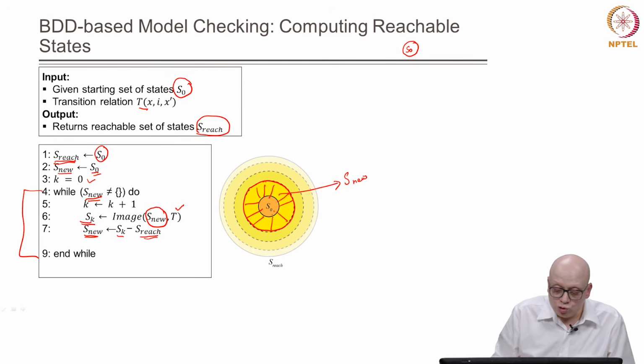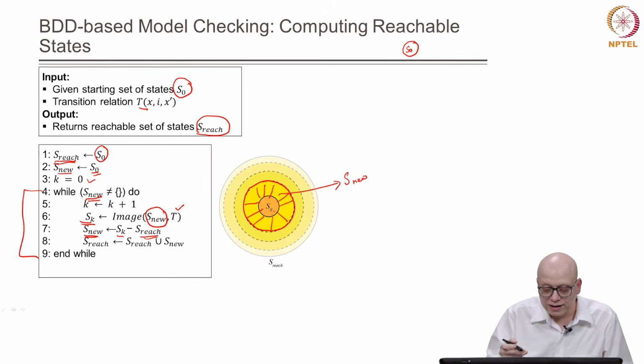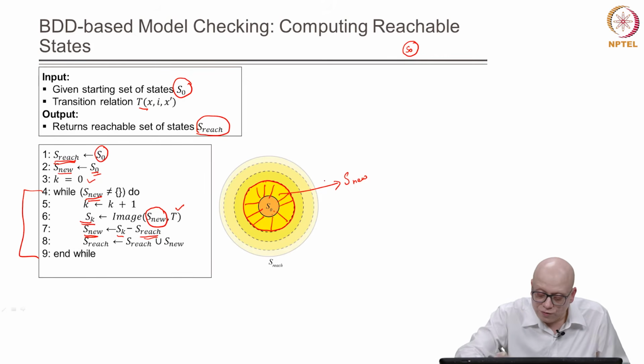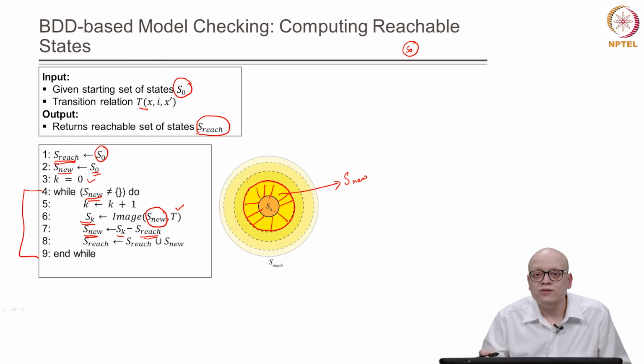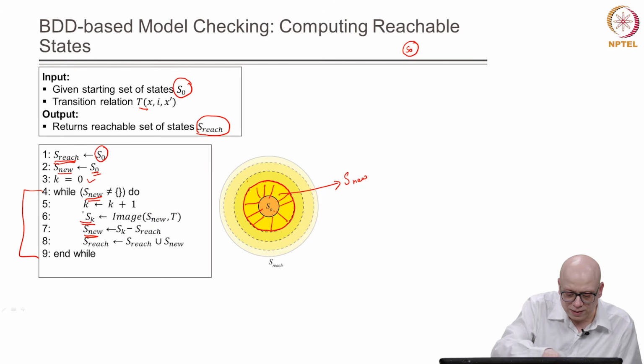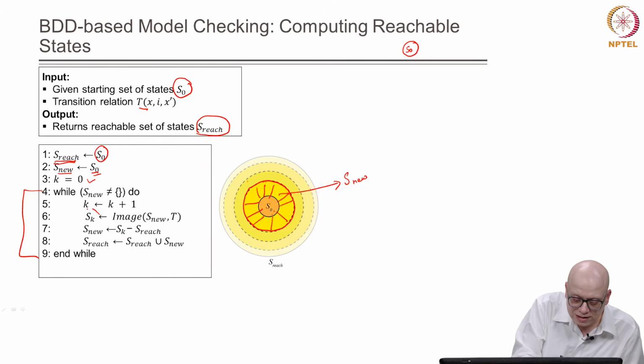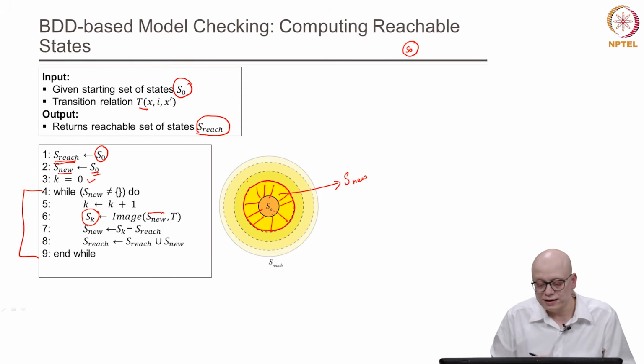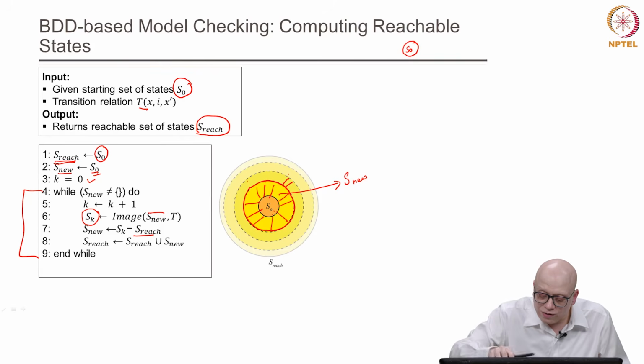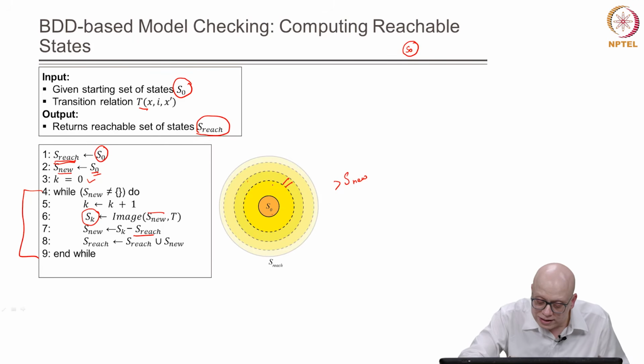Then this loop goes on, and in the next iteration, from this S new, using image computation, we again find the next set of states reached from S new. That is done in this step. Now, some of them will already be reachable, so we remove those, and what is left will be the new set of states. These were already reached, and in the next iteration, these are now S new.